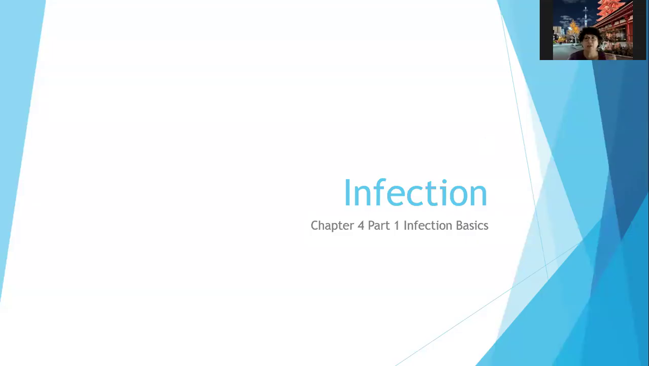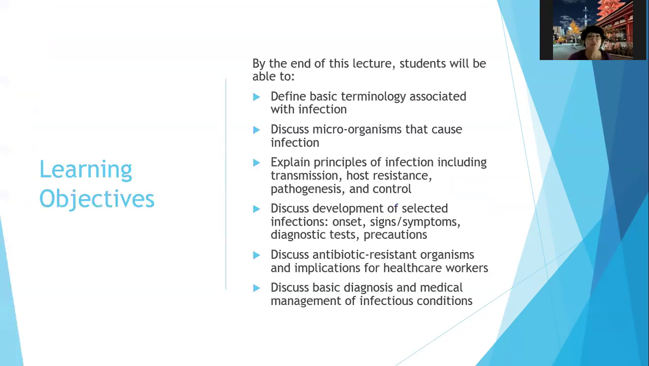On to chapter 4, talking about infection. We're going to start out talking about basically the basics of infection. When something gets past your immune system, then you have an infection. So, the learning objectives for these 4 lectures: basic terminology associated with infection, microorganisms that cause infection, explaining the principles of infection, including transmission, host resistance, pathogenesis, and control of infection.